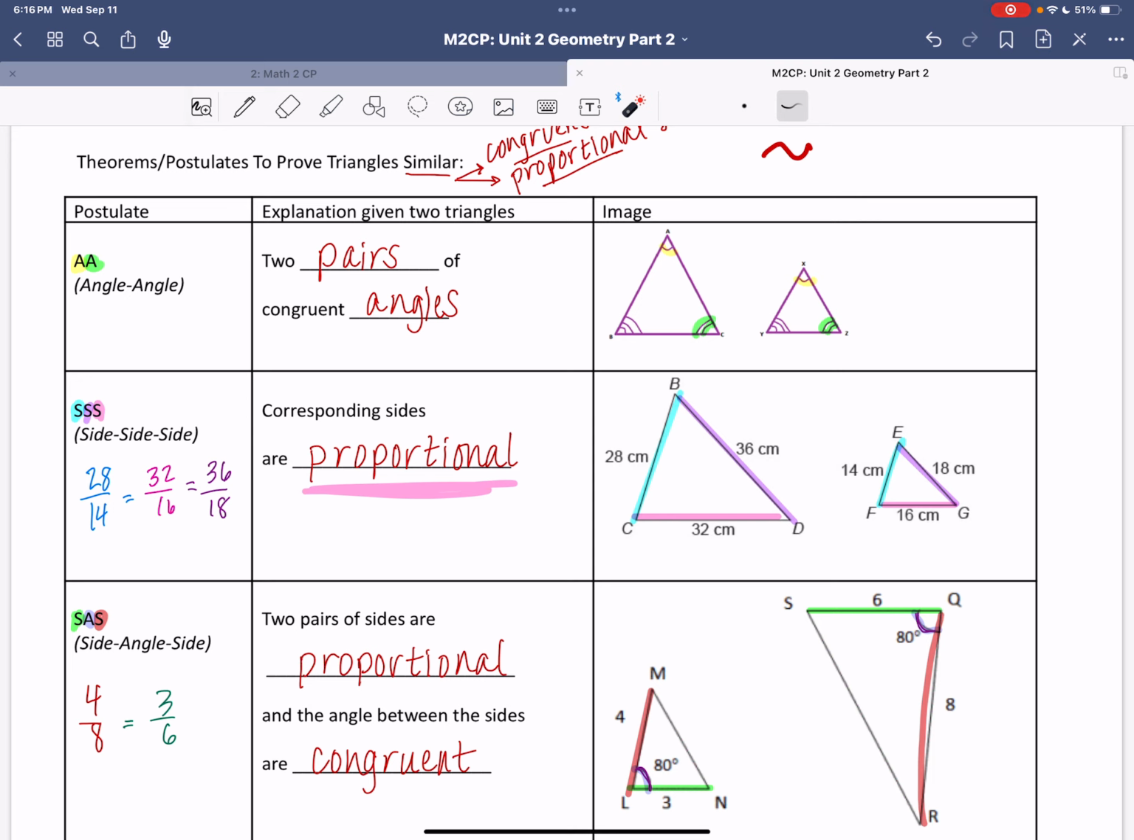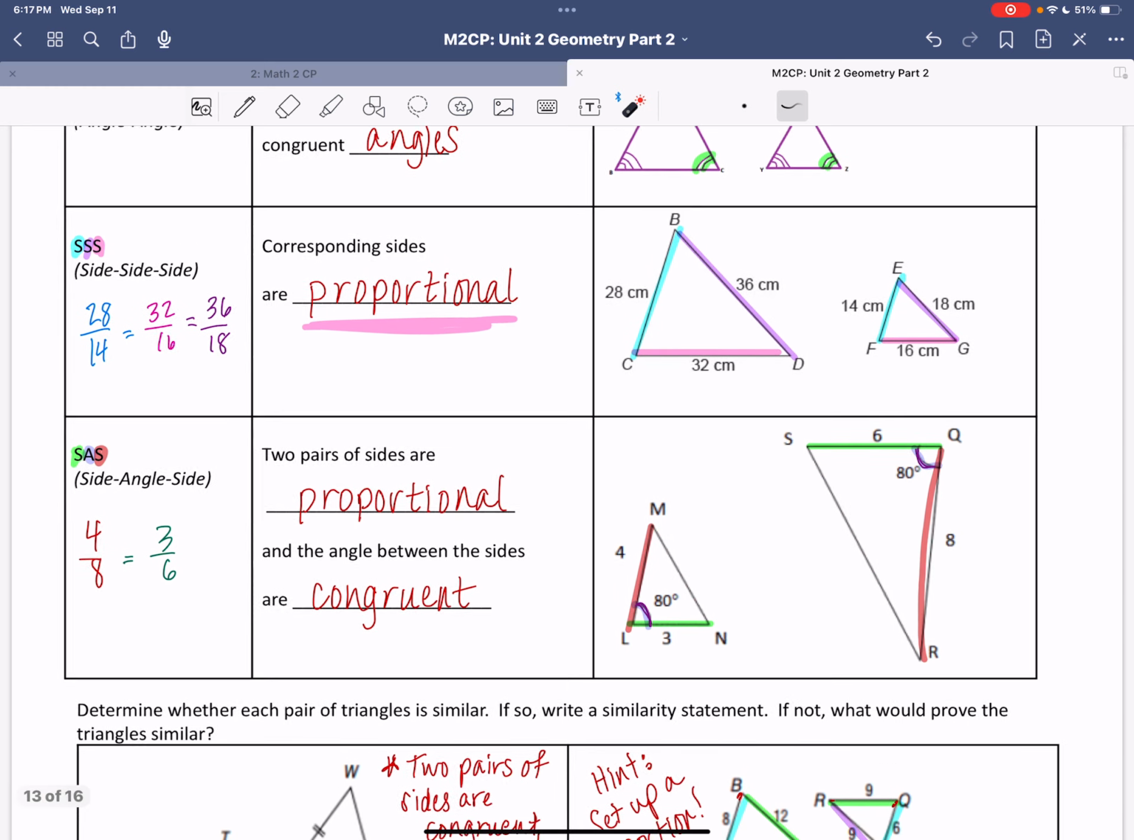The next one is side, side, side for similar. Corresponding sides have to be proportional. That's very important if it is similar. I color coded it here for you, but remember they all need to equal the same thing. So 28 over 14 are corresponding sides. That needs to be equal to 32 over 16, and then 36 over 18. As long as they have the same proportion, then you're good.